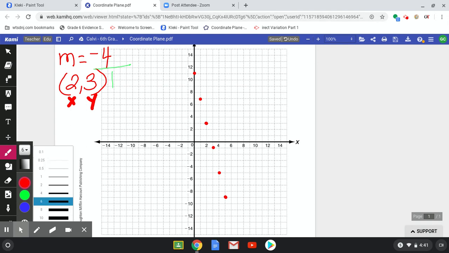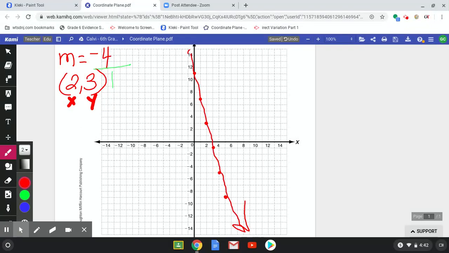And I would go ahead and actually, you would use a straight edge if you had paper. Go all the way through, arrows at each end. So now, looking at this line that I graphed, if I scan from left to right, it's coming down. So that tells me that this is a negative slope. Well, I know it should be negative because my m is -4.